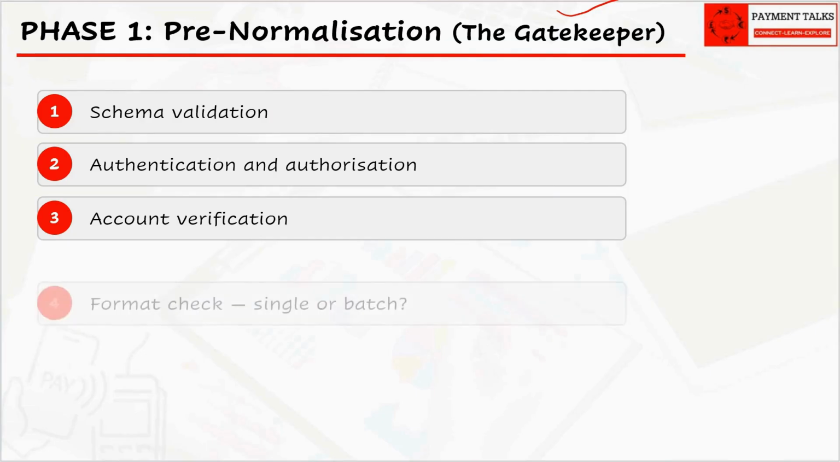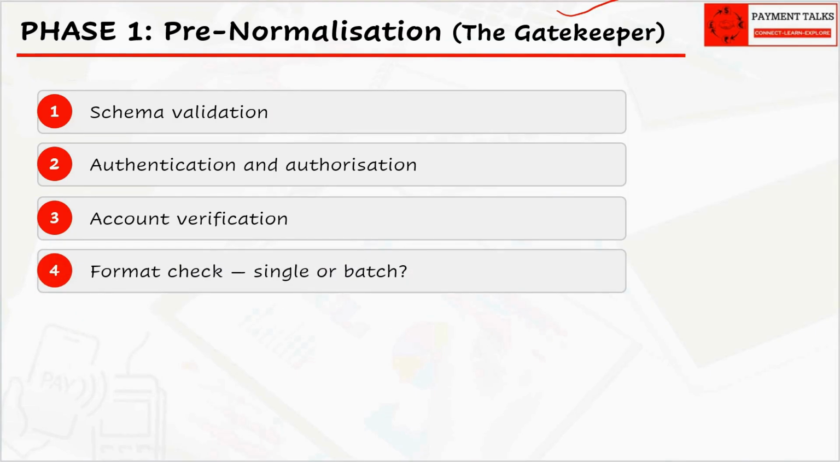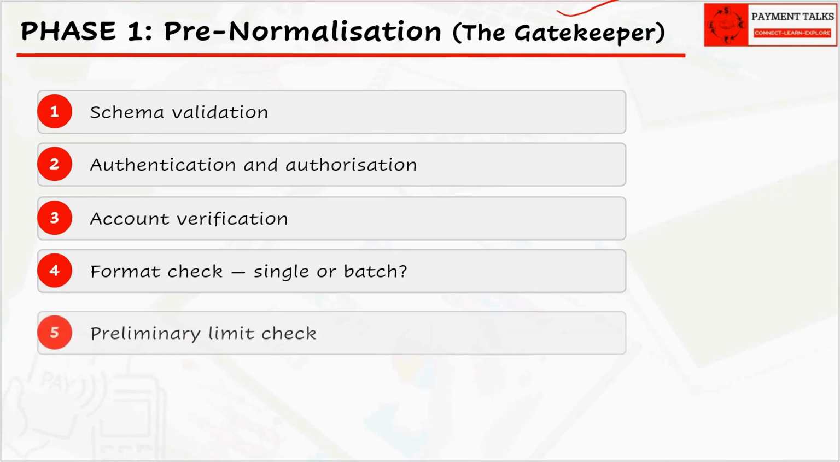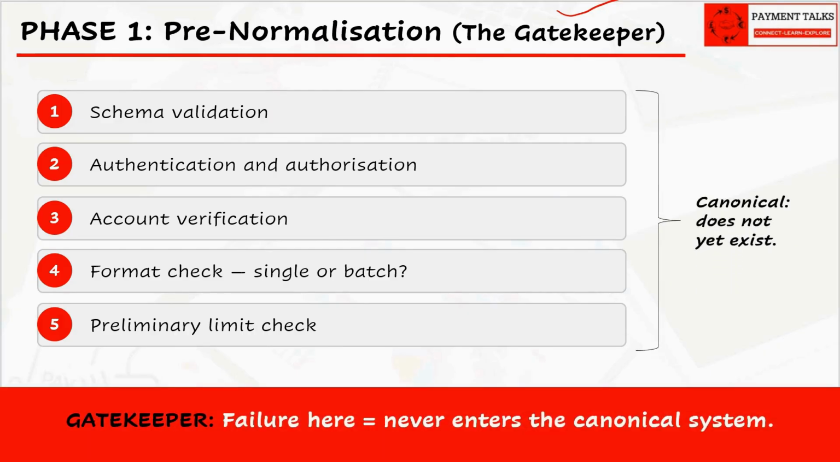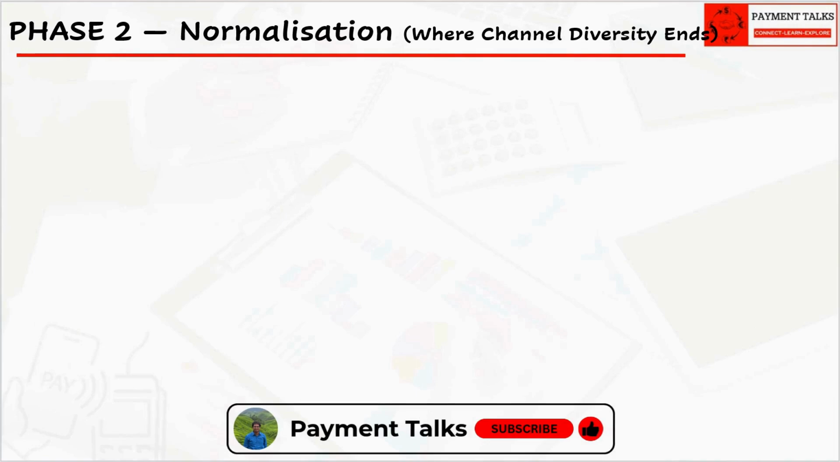Format check. Is this a single payment or a batch that requires decomposition in phase 2? Preliminary limit check. Is the amount within the basic transaction limits configured for this channel? At the end of phase 1, if any checks fail, the instruction never enters the canonical system. Phase 1 is the gate that keeps bad instructions out, not a gateway that lets everything through. Phase 2 is where the normalization happens.